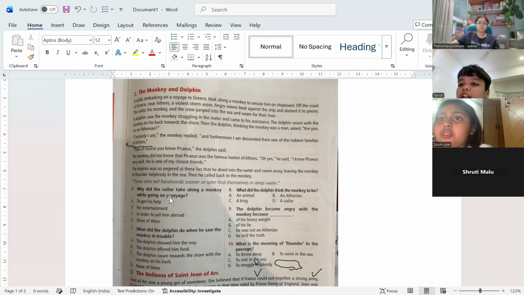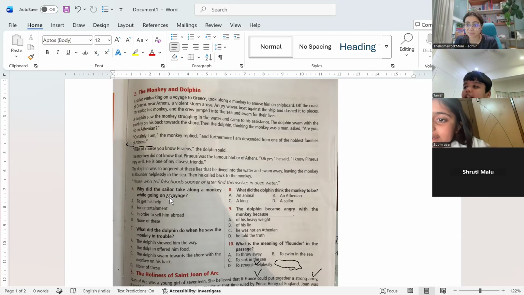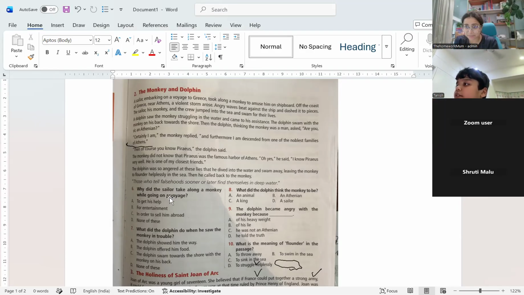Why did the sailor take along a monkey while going on a voyage? I have a doubt. While reading the question, if you come across any new word for which you don't have a meaning, what should I do then? You should underline the important words in the passage and try to understand it by reading similar sentences. So here, voyage is something which not every child would know, correct? Can I underline voyage?